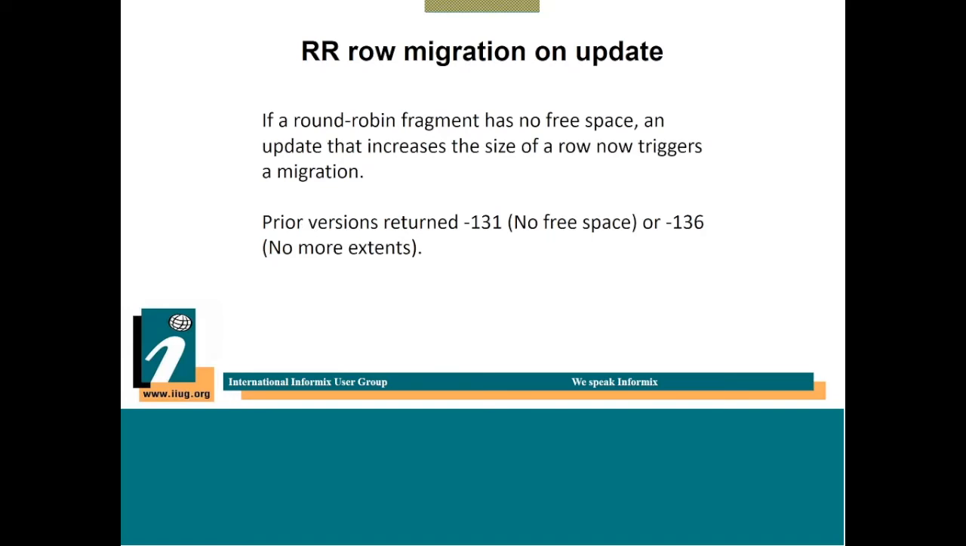We were giving you a 131 or a 136 error just for an update, which didn't make sense, because you might have fragments that were perfectly fine in terms of the amount of space they had available, but the one row you were trying to update was in a fragment that had no more space. Now, thanks to Jeff, that row will get shipped off to a different round robin fragment in the same table, one that has space, and you shouldn't get any errors for it.